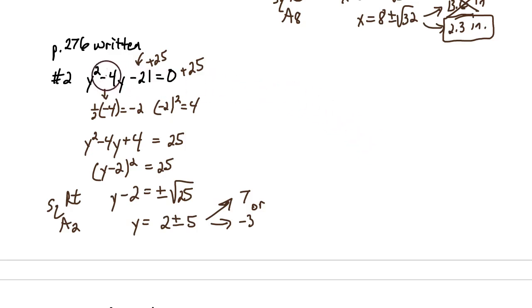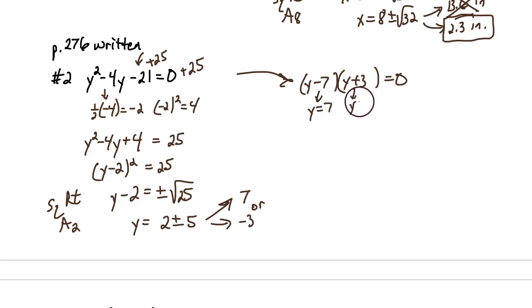Earlier I said the fastest way to do this problem would have been with the factoring method, because you would go 2 sets of parentheses, y times y makes y squared, and -7 times +3 makes the -21. When you solve these, you get y equals 7 and y equals -3. But the directions said to use completing the square.